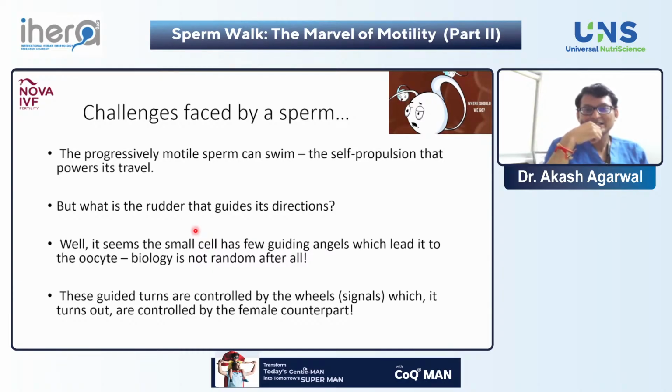So we find out that it's not just random chance, but there are a few guiding angels, if we may call them, signals that guide the sperm in their journey towards their destination, which is the oocyte. We'll see what these signals are later in this webinar, and how they are controlled. What's really fascinating is that this seems to be controlled by the female counterpart itself. So after all, it turns out males don't have any choice, if we equate the males to the sperms.